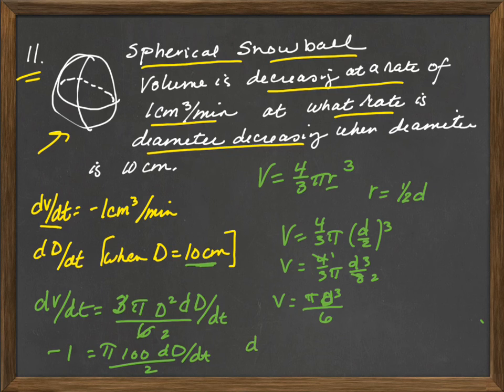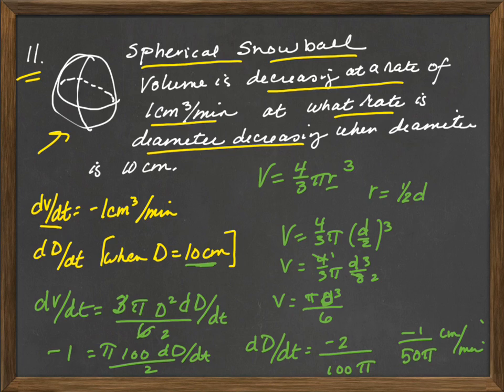So dD/dt is equal to -2 over 100 times pi, or -1 over 50 pi. And the units would be centimeters per minute.